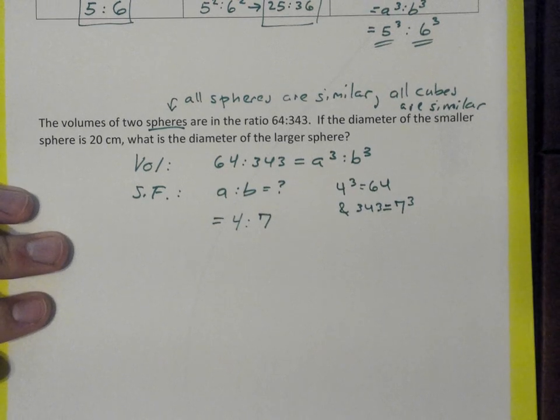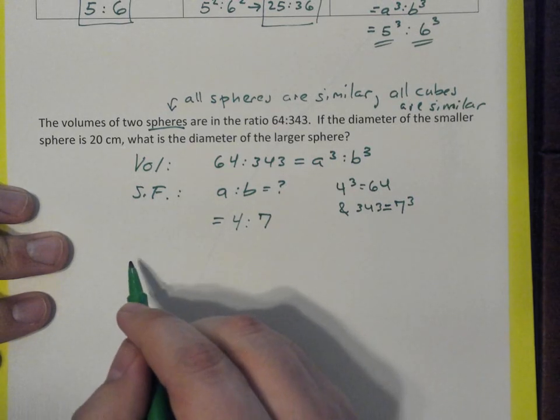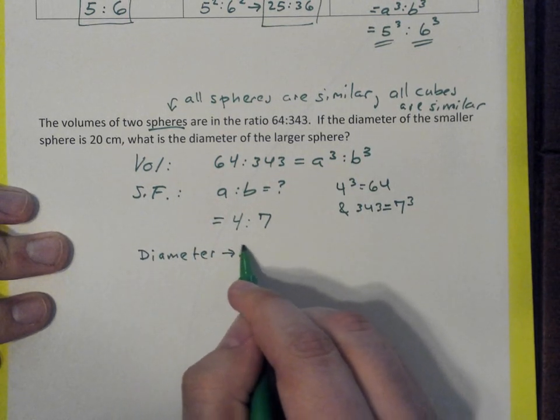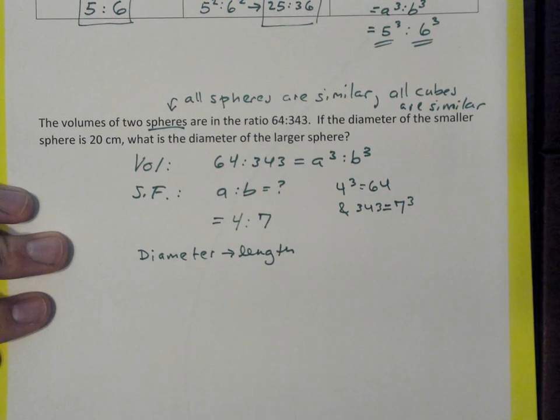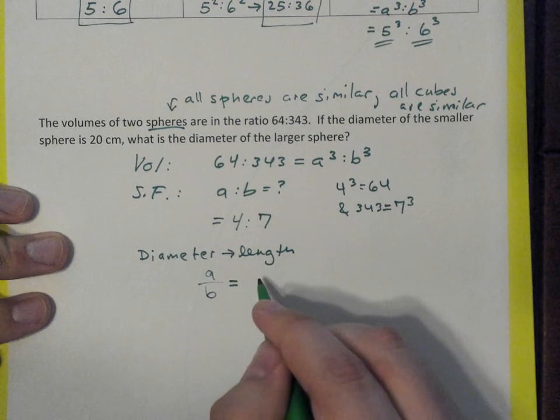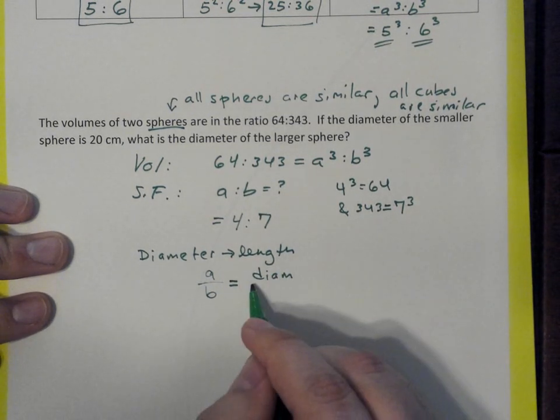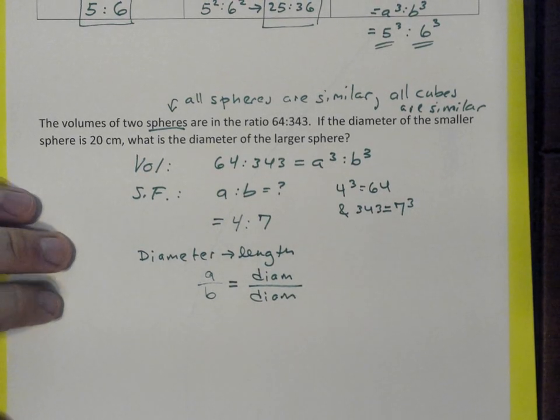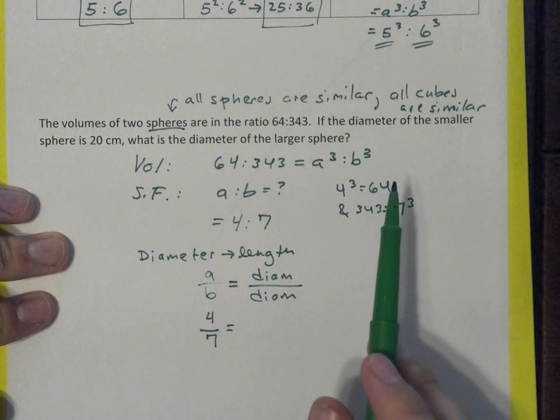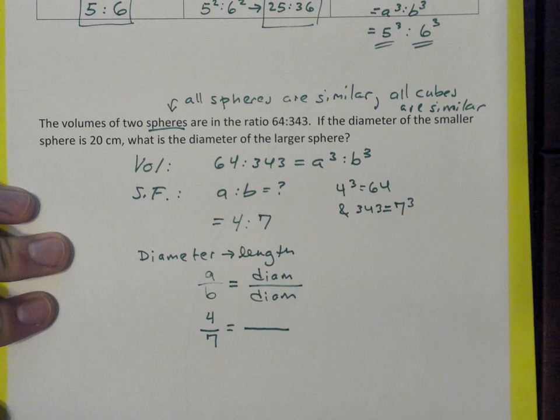All right, so what it tells me is the diameter of the smaller sphere is 20 centimeters. We want the diameter of the larger sphere. So diameter would be a linear measure. Diameter is a length. Which means what I'm going to do is use the ratio of a to b. a over b will be the ratio of the two diameters. So 4 over 7 is equal to, going back to the problem, it says the diameter of the smaller sphere is 20 centimeters. We want the diameter of the larger sphere.